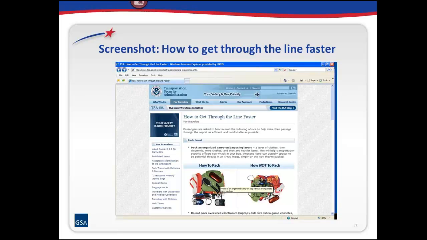But I mean, this is a page that says this is what it will help you do. Get through the line faster. That's what I care about, not comply with TSA safety, security, airline restrictions. I don't care about that. I care about getting through the line faster. So they've helped me do that. That is my task.